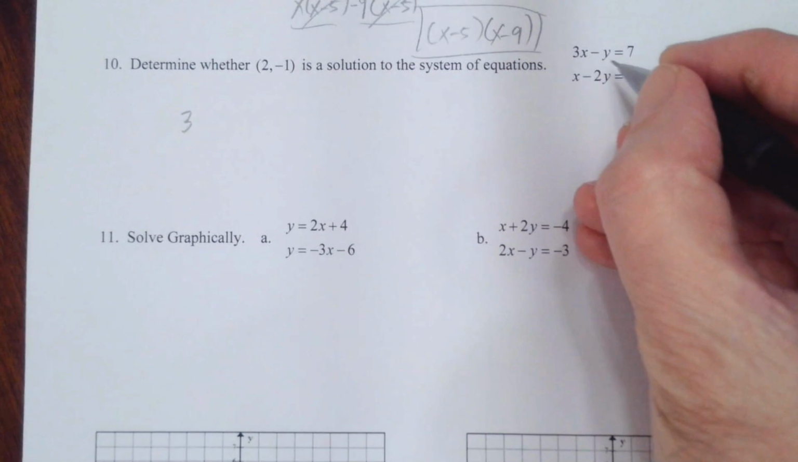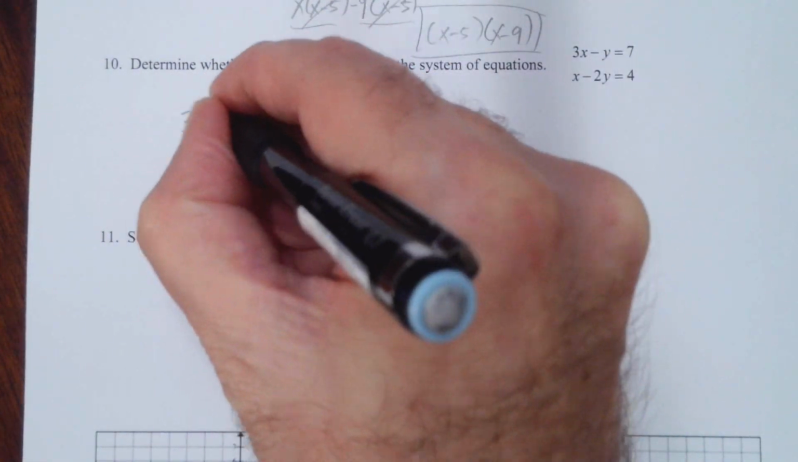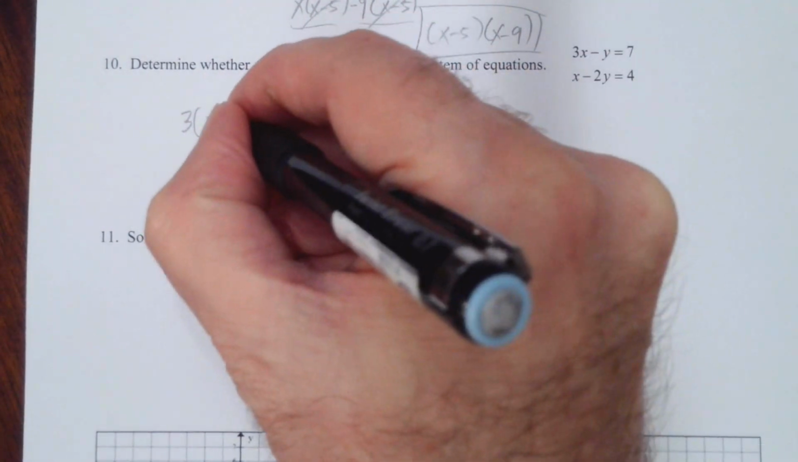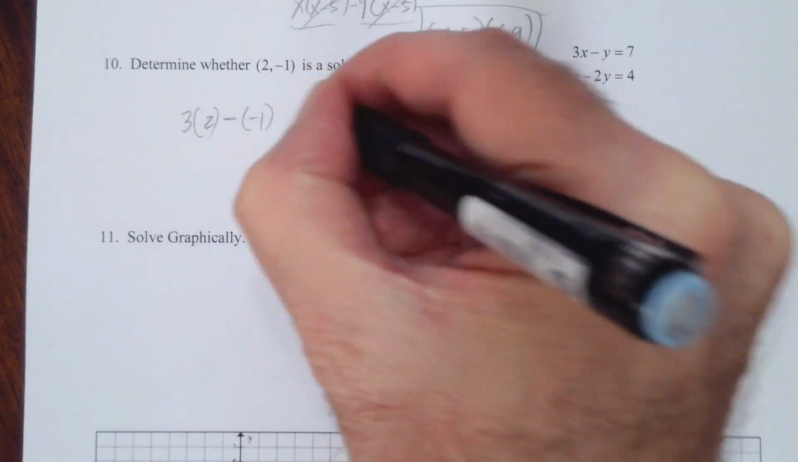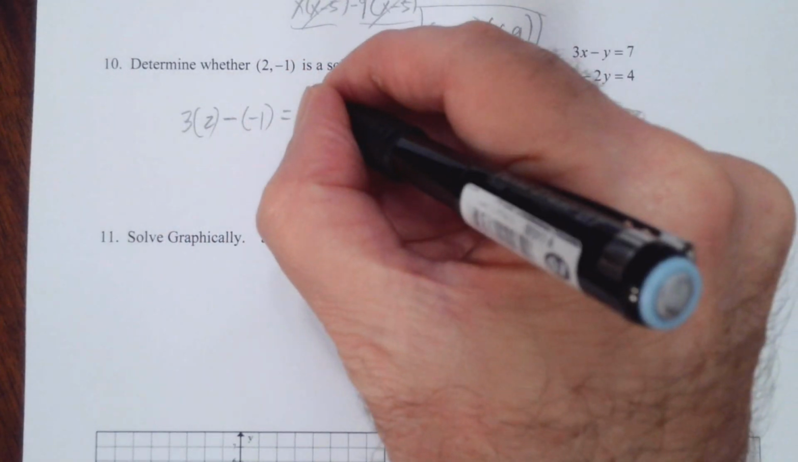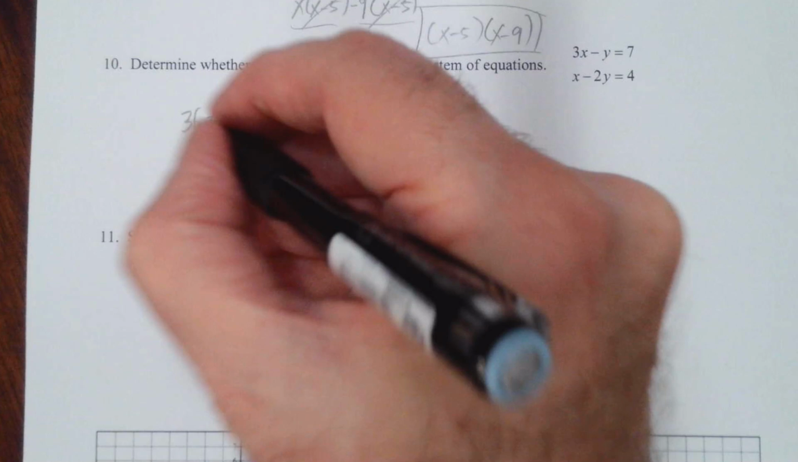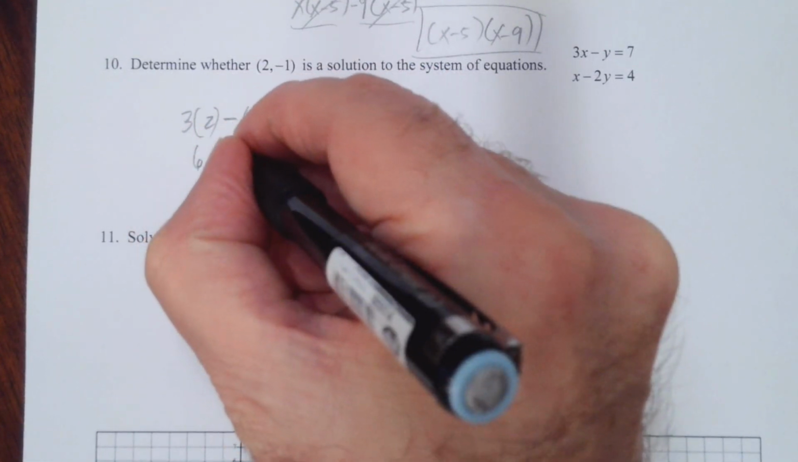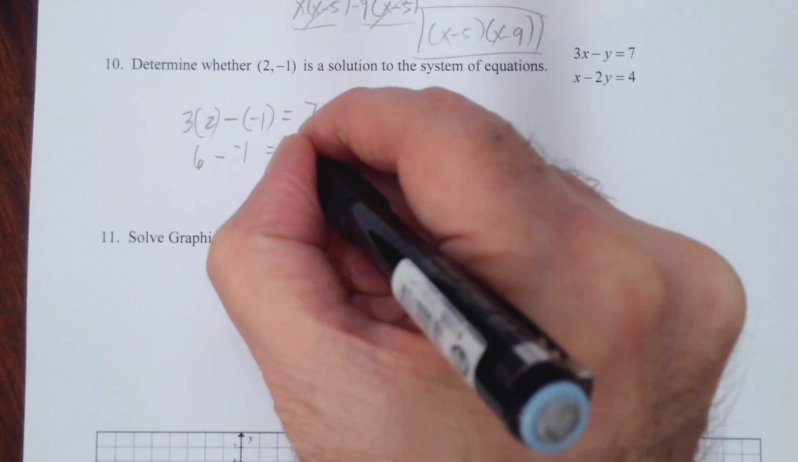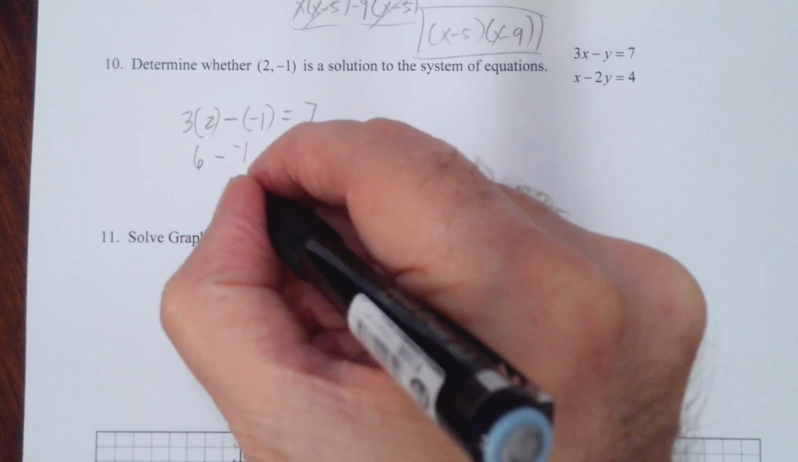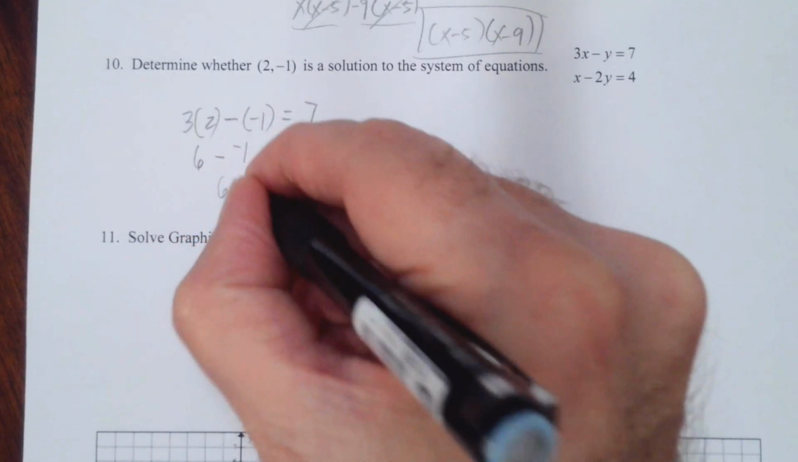So for the first one, we'll have 3 times 2 minus -1 equals 7. So we want to know if that's true. Well, this is 6 minus -1. Well, that's 6 plus 1, so that does equal 7.